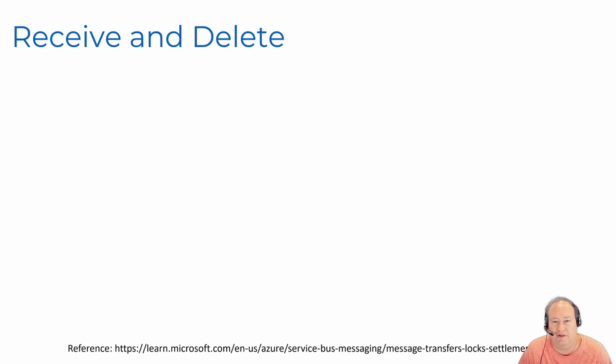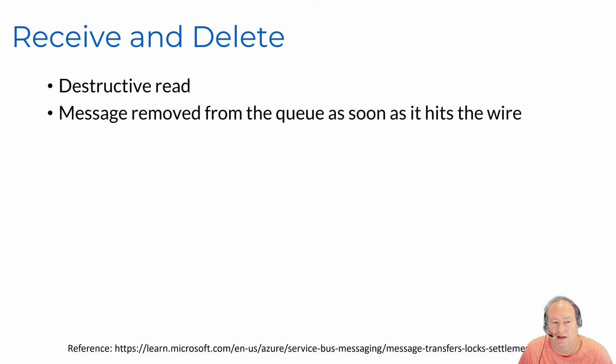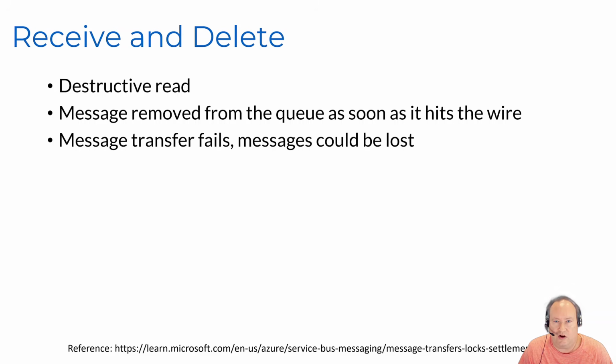There are two different ways to receive messages from a Service Bus queue using Azure Logic Apps. The first method is the receive and delete method. This does a destructive read of the message off the Service Bus queue. In doing so, messages are removed from the queue as soon as they hit the wire. This means a transmission failure could cause a message loss, so this is something you need to account for if you use this approach.